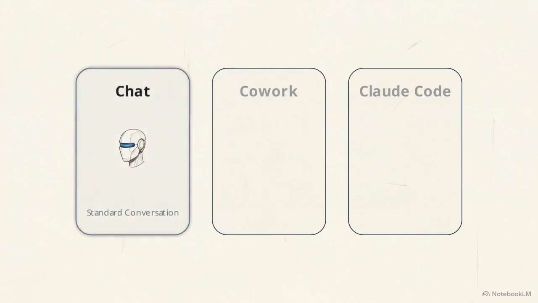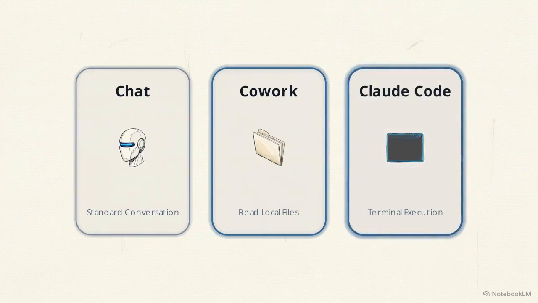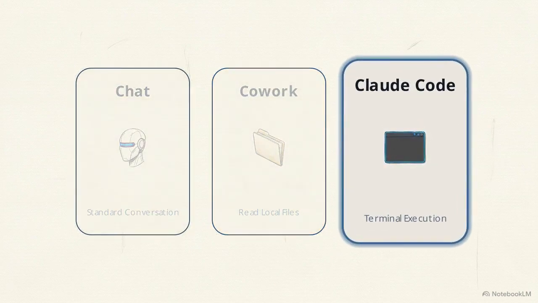This matrix shows the 3 distinct levels of the Anthropic ecosystem. Chat is for standard conversation. Cowork has permission to read your local files. Claude Code actually executes commands and writes software directly in your terminal.